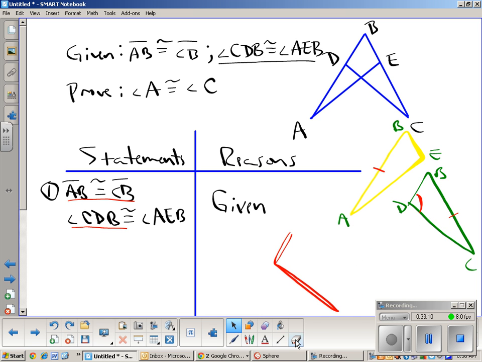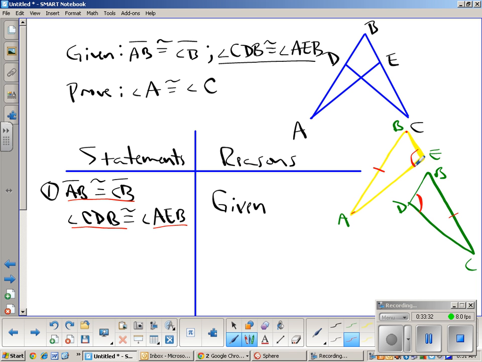Okay? And so angle AEB, that's going to be this angle. Okay? Angle AEB and angle CDB are congruent.